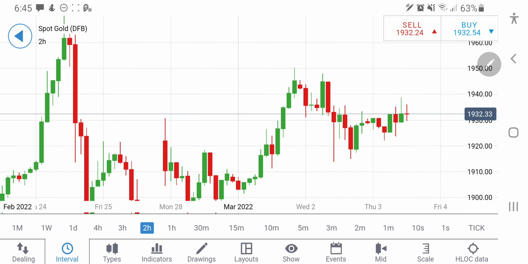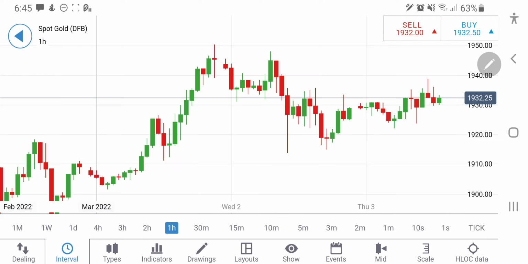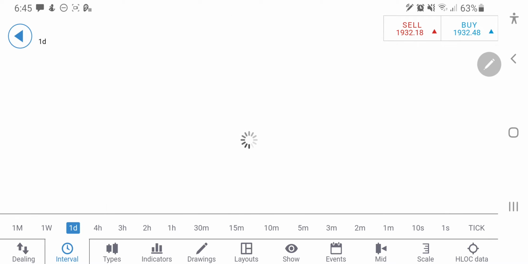Look at the 2-hour charts. On the 2-hour charts also, same is the story. Higher highs it has achieved, trading in this channel. And as I said, 1925 is the level below which you can go short, and on the upside it can try to hit 1942 levels. Coming back to the hourly charts, similar is the story. Let me show you the daily charts here.